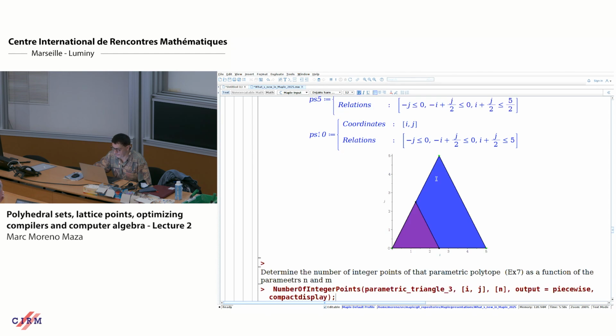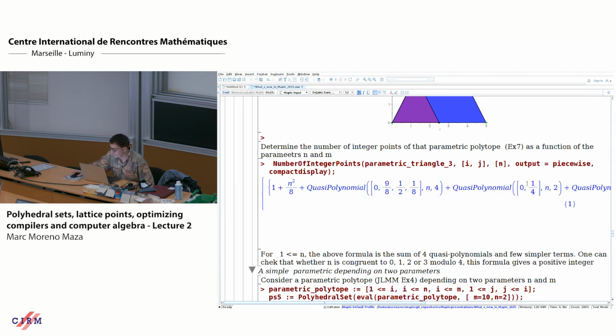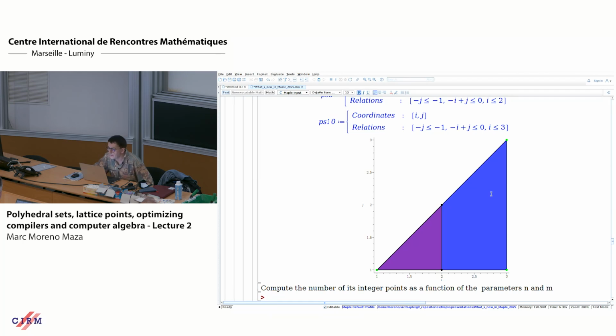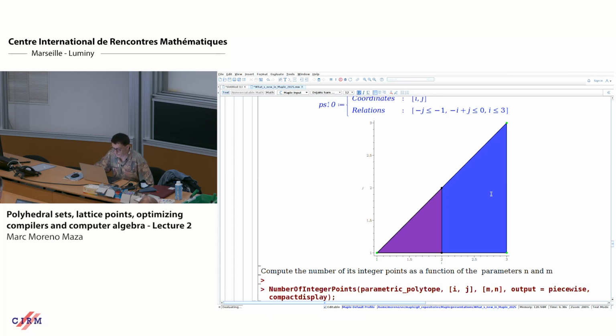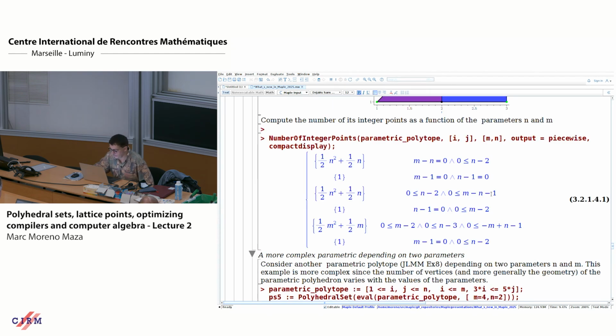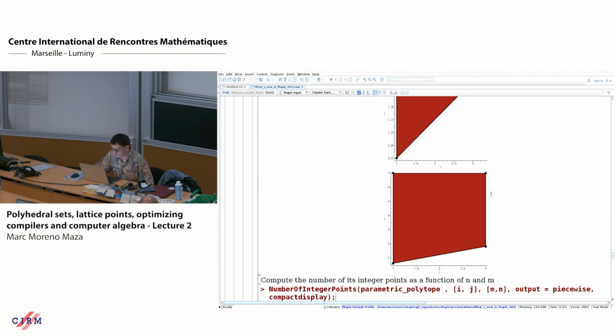Here I have another example, another family of parametric polyhedra. Here we have two quasi-polynomials. They don't always appear. Sometimes things look a little bit complicated, but in fact they may not appear. But if the geometry of the parametric polyhedron changes with the parameters, it's likely that they will appear. That's going to be the case here, because the geometry is changing.